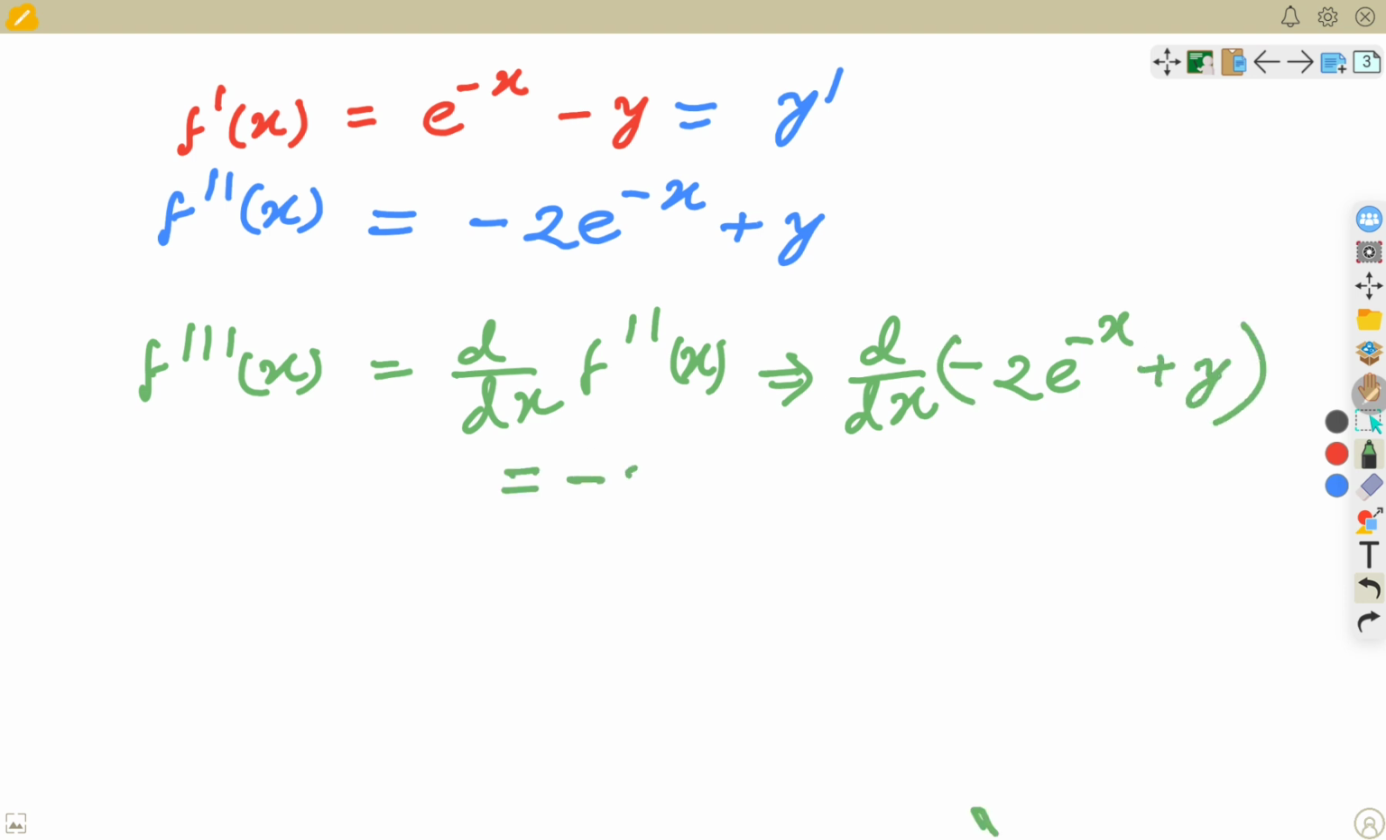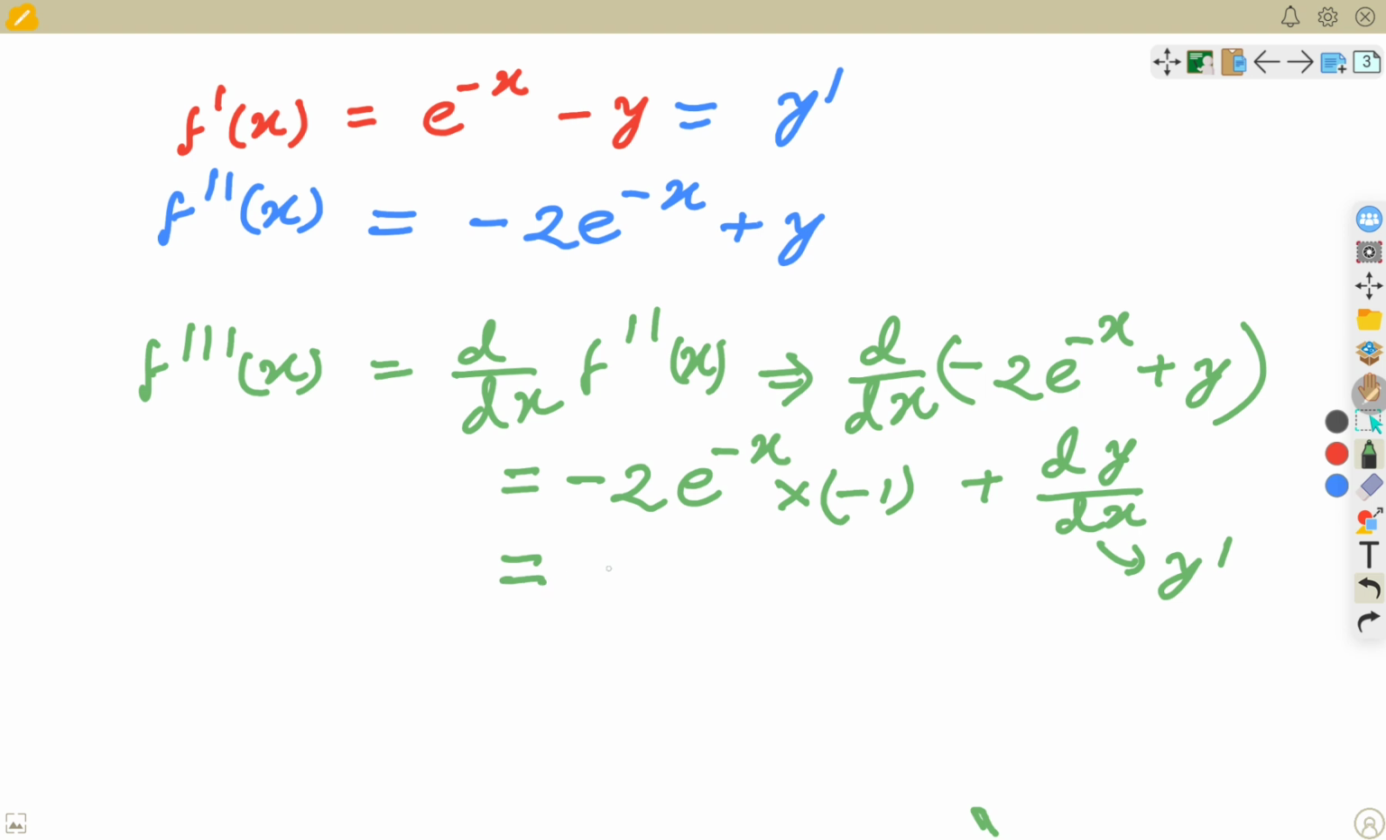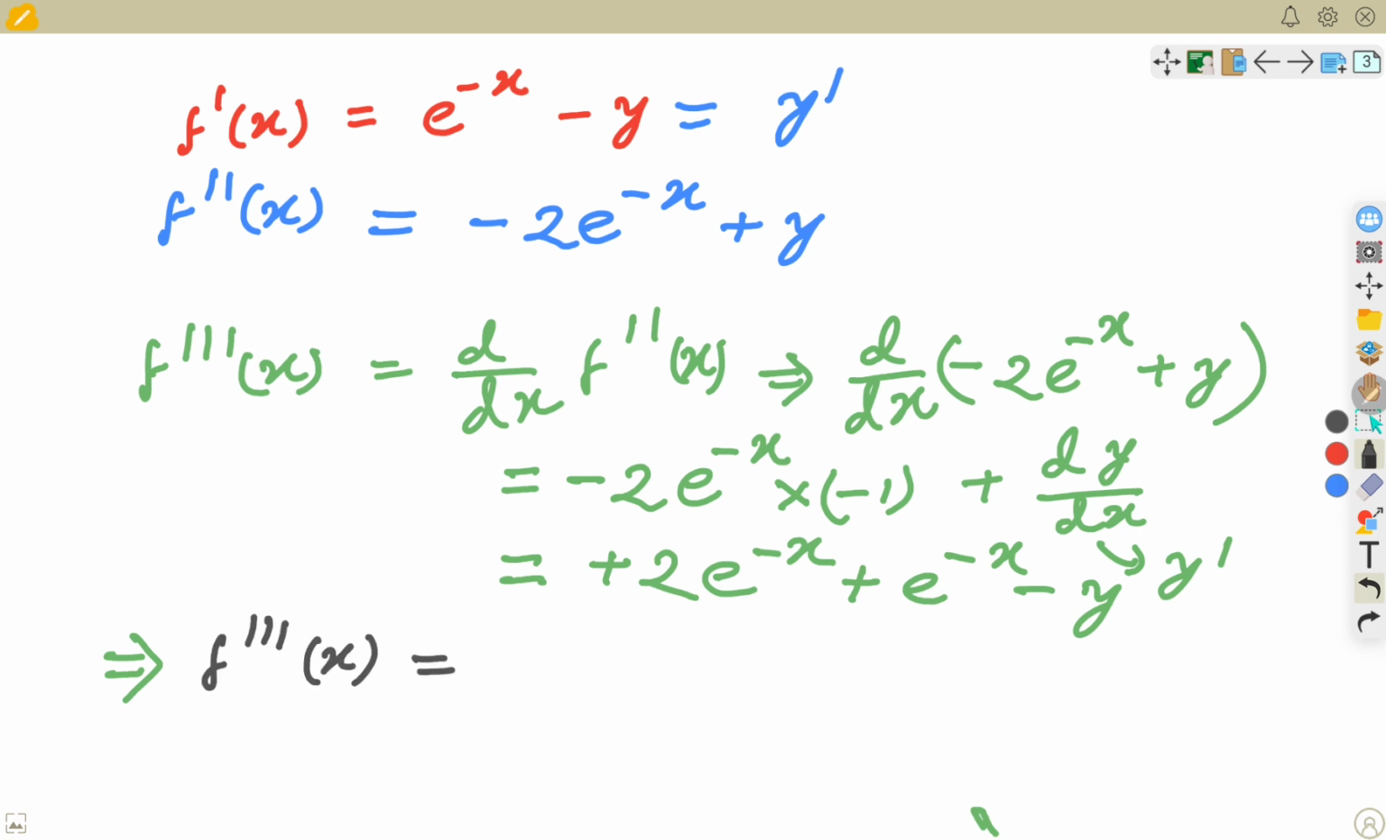Now let's find out the third derivative. So we can write minus 2 e to the power minus x multiplied by minus 1 plus dy upon dx. This is equal to y dash. Now putting the value of y dash in this equation, the final equation becomes f triple dash x is equal to 3 e to the power minus x minus y.